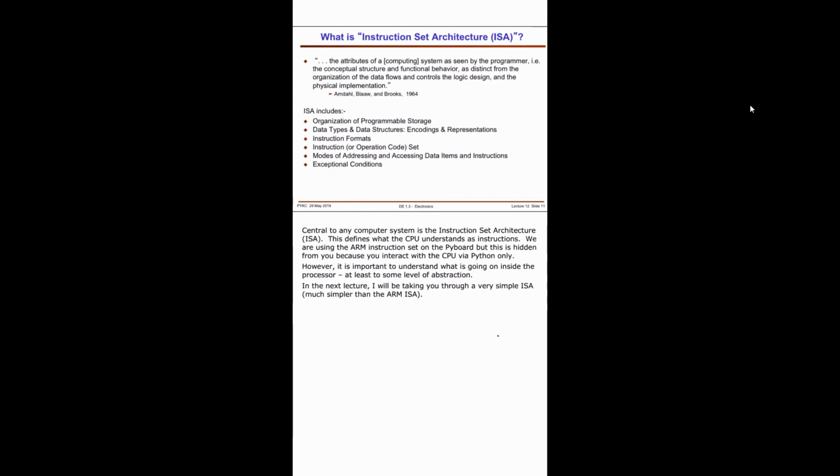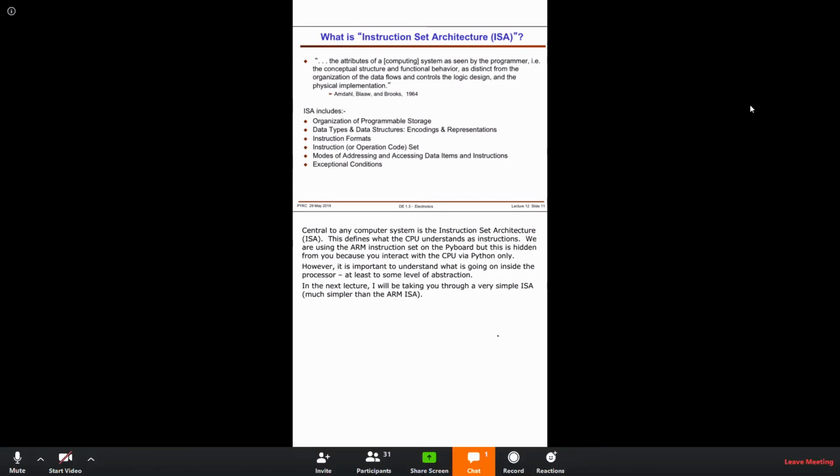What does it include? It includes first the organization of the programmable storage. That means the memory concept. Second, what does it include? It includes the data types and data structures.